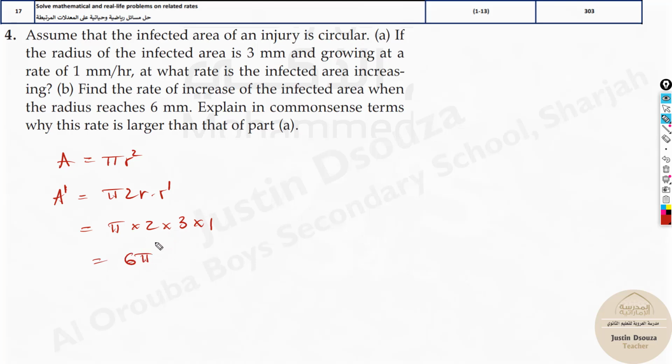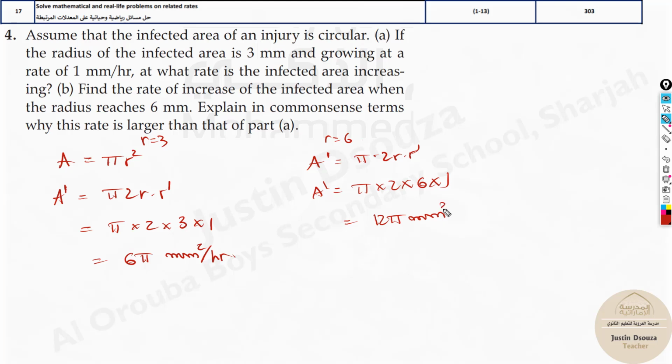That's it, 6 pi millimeters squared per hour, because it's all in millimeter. Area is squared. It's not per minute, it's per hour over here. That's it. That is the part A. Now the next one, what did they tell? They have told, if the radius is 6, the r value is given as 6. Over here r was 3, now r is equal to 6. Let's solve it. Same thing, A dash is pi into 2r into r dash, right? Let's substitute. It'll be pi times 2 times 6 times 1, and this will be 12 pi mm squared per hour.